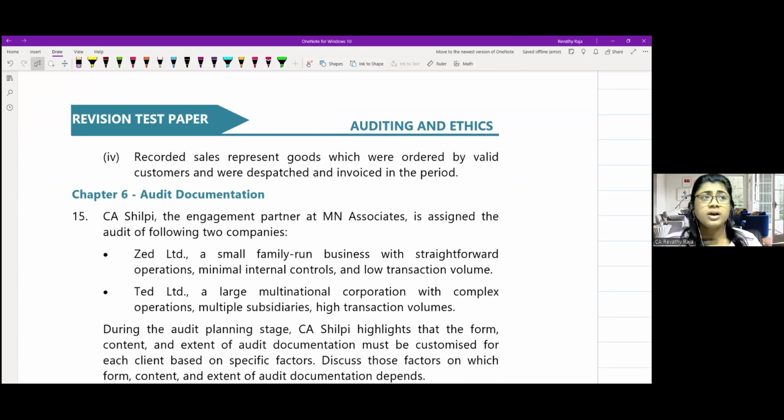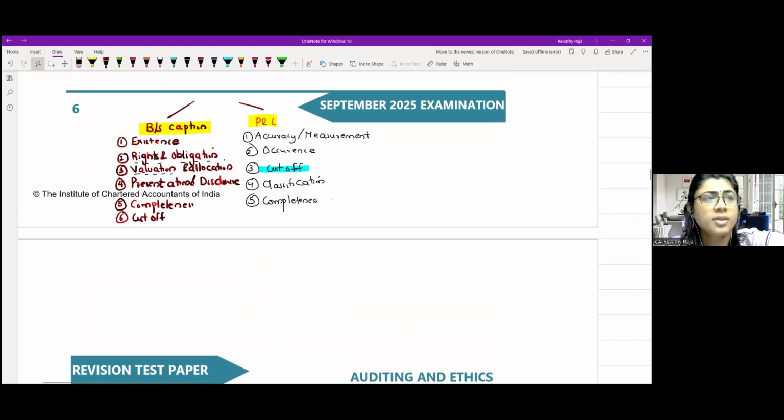Last one. Recorded sales represent goods which were ordered by a valid customer and dispatched and invoiced in the period. Sales, na? Sales means which item? P&L. Valid sales. Valid. That has taken place. P&L account valid. Just say occurrence.